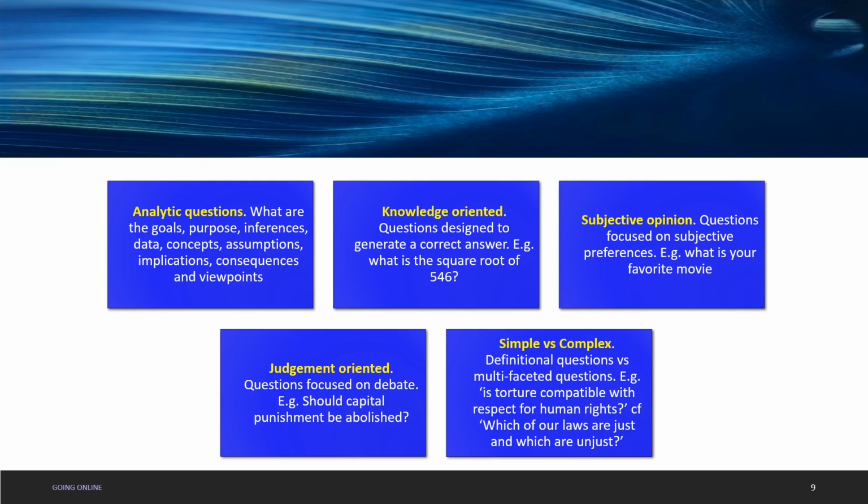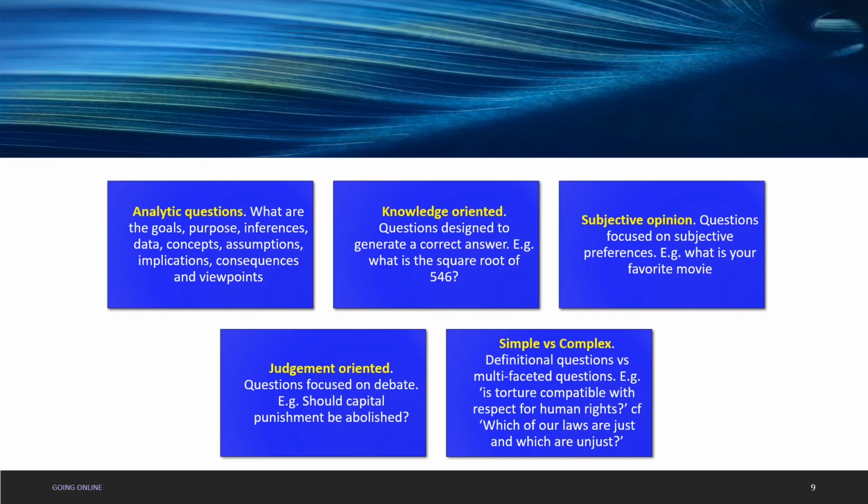There are subjective opinion questions. What is your favorite movie? Give me an opinion about a particular topic. And this may be a great way for you to find how well the students are adapting to their online experiences. We have judgment-oriented questions, questions focused on debate. Should capital punishment be abolished?